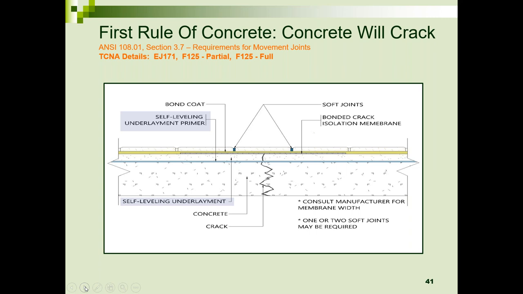Here we see a representation, a detail of a partial crack isolation membrane. The membrane is used over a static crack or static joint. That membrane, again, is placed directly over the static joint. And then on both sides of the tile, as you can see, there's a soft joint installed. So again, this is the use of a crack isolation membrane to minimize any problem with static cracks or joints. This is not to be done with a movement joint or an expansion joint.